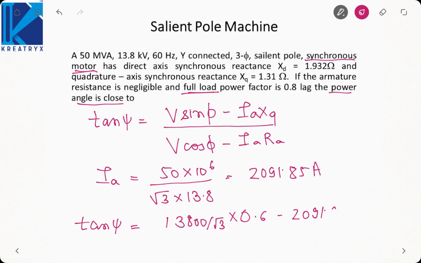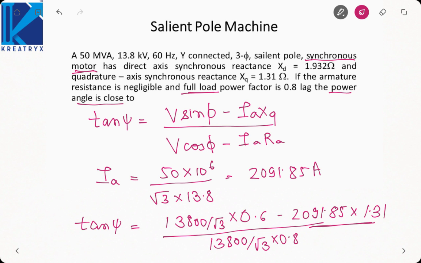minus 2091.85. Xq will be how much? 1.31 by 13,800 by root 3 into 0.8. Armature resistance is neglected, so second term in denominator is 0. So this comes out to be 0.32.